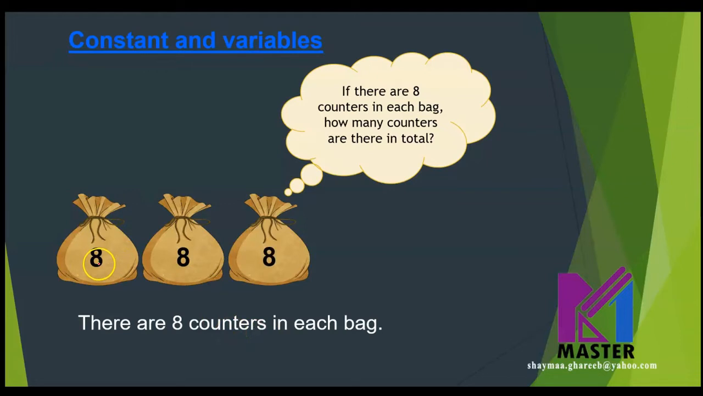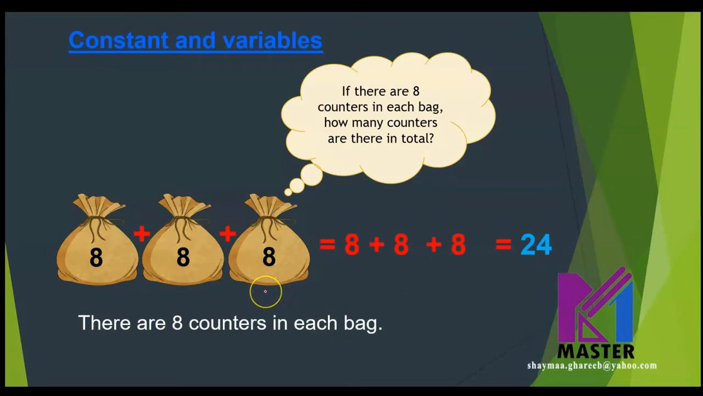So is this 8 constant or variable? It is constant because it is a number. It's number 8. Okay, so how to get the total number of counters inside these bags? Very easy. I'm going to add all of them. Okay, so it's 8 plus 8 plus 8, which is 24.